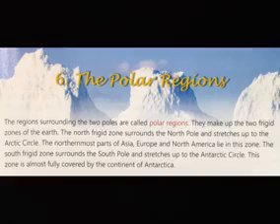The regions surrounding the two poles are called polar regions. They make up the two frigid zones of the Earth. The North Frigid Zone surrounds the North Pole and stretches up to the Arctic Circle. The northernmost parts of Asia, Europe, and North America lie in this zone. The South Frigid Zone surrounds the South Pole and stretches up to the Antarctic Circle. This zone is almost fully covered by the continent of Antarctica.